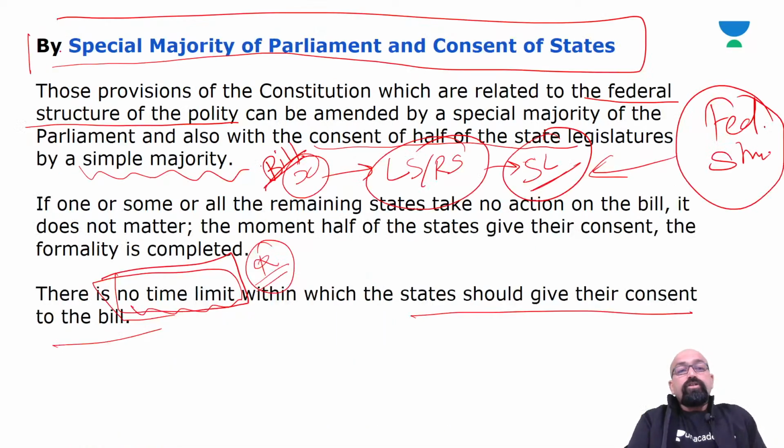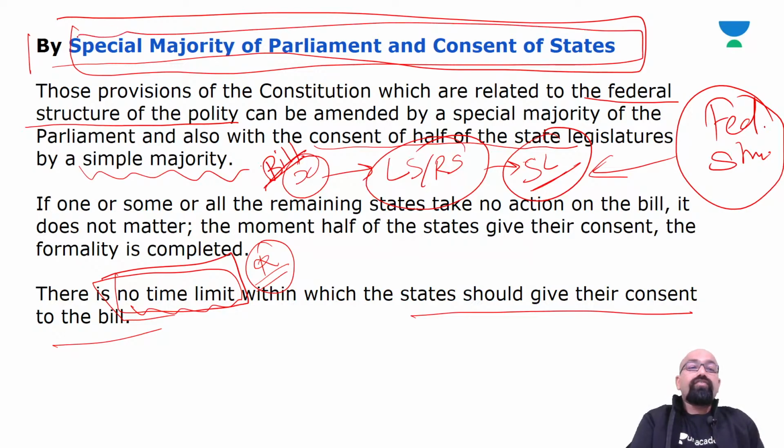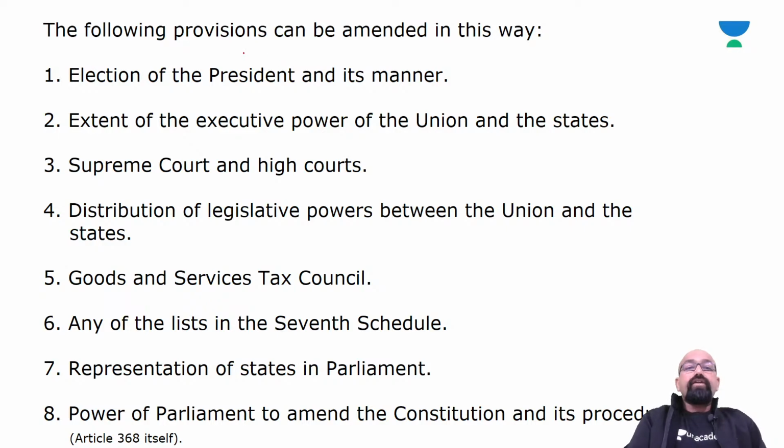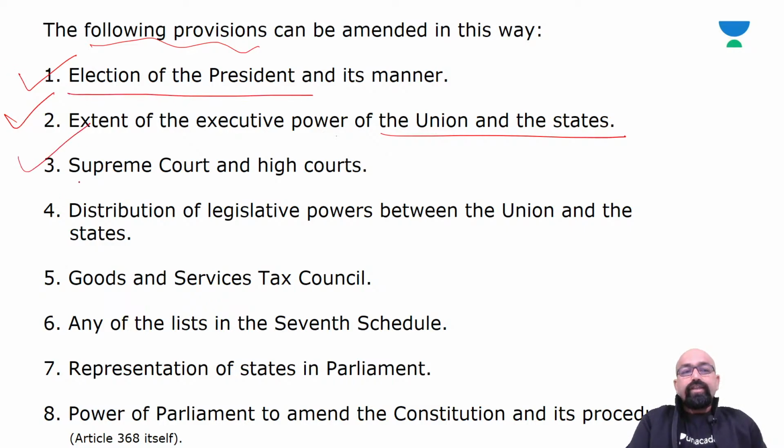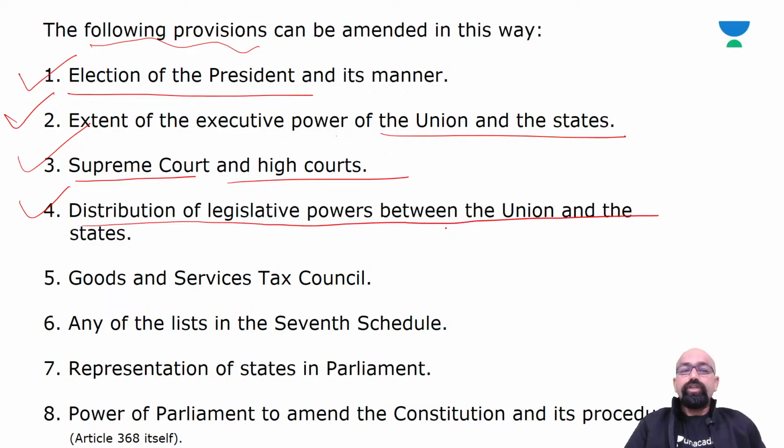Next, with this special majority of parliament and consent of half of the states, we can amend the following provisions: election of the President of India and its manner; extent of the executive power of the Union and the states; Supreme Court and High Courts; distribution of legislative powers between the Union and the states; Goods and Services Tax Council; and any of the lists in the 7th Schedule.